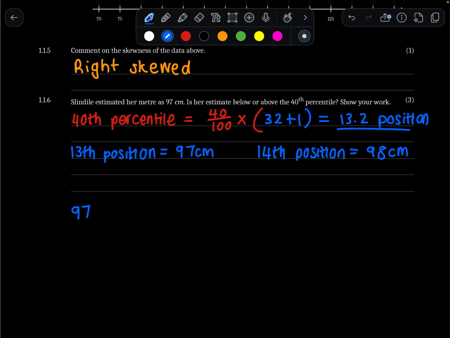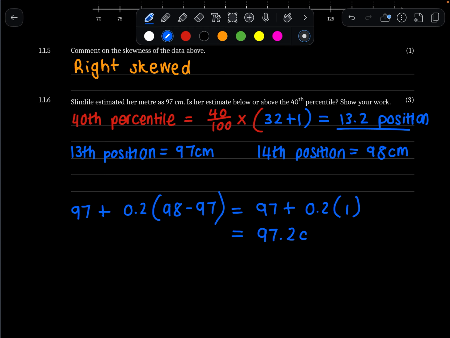So what we have to do is we are going to go 97 plus, we need to work out that 0.2. So we're going to go 0.2 times the difference. So 98 minus 97. Okay, so that is just a difference of 1. So that means we're going to have 97 plus 0.2 times 1, which is 97.2 centimeters. Okay, so this is the 40th percentile. Sindile said 97 centimeters, but the 40th percentile is this. So she is below the 40th percentile.